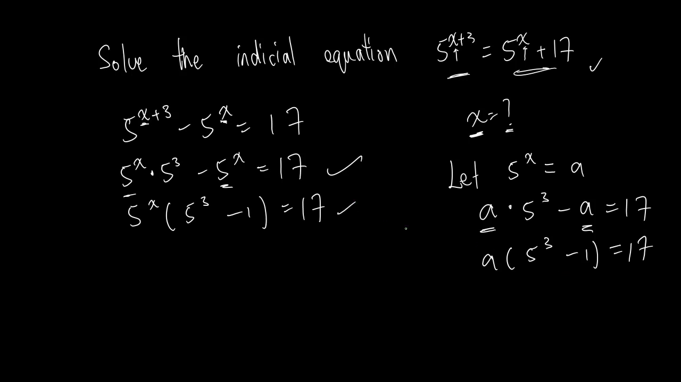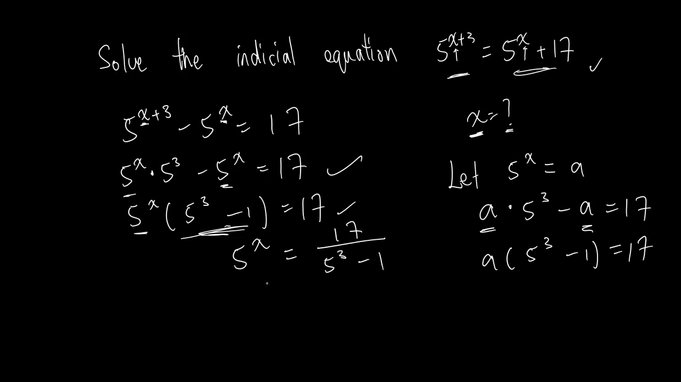Same as this. So now what we're going to do next is to remove all the numbers away from the x, correct? To remove this part, we divide, because now 5 to the power of x and this bracket have a multiplication relationship. So when we shift this part to the right, it will become division. And we will have 5 to the power of x equals to 17 over 5 to the power of 3 minus 1.